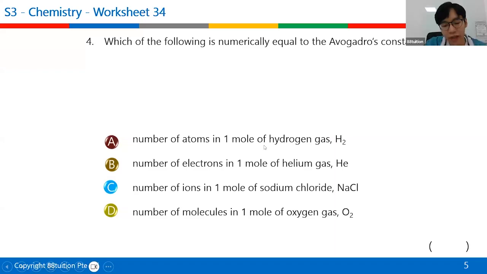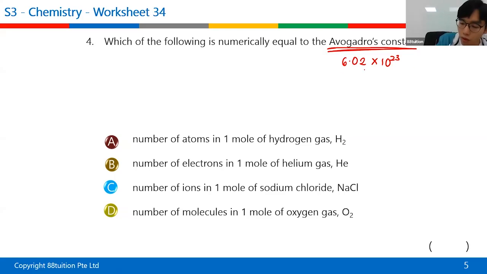Which of the following is numerically equal to Avogadro's constant? This one is the mole chapter, and since I have a request to go through the mole chapter, we'll go through it a bit first, then you pick the correct answer. Avogadro's constant is 6.02 times 10 to the 23. It can refer to atoms, molecules, ions, electrons, whatever. Treat it as a big system, like saying 1,000 eggs or one stack of papers. In chemistry, we call it 1 mole of water.